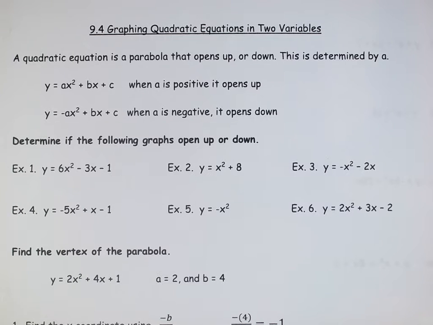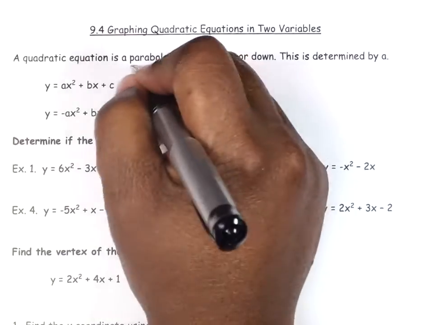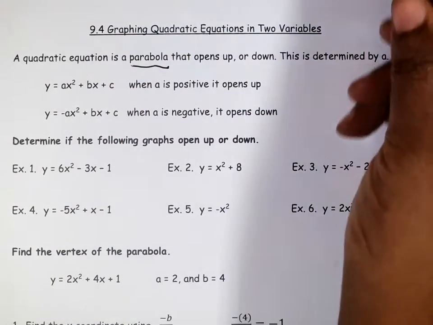For section 9.4, the last section we're going to cover, we're going to look at quadratic equations in two variables. So that's back to graphing. And when you graph a quadratic equation, it's what's called a parabola. And it's kind of U-shaped.